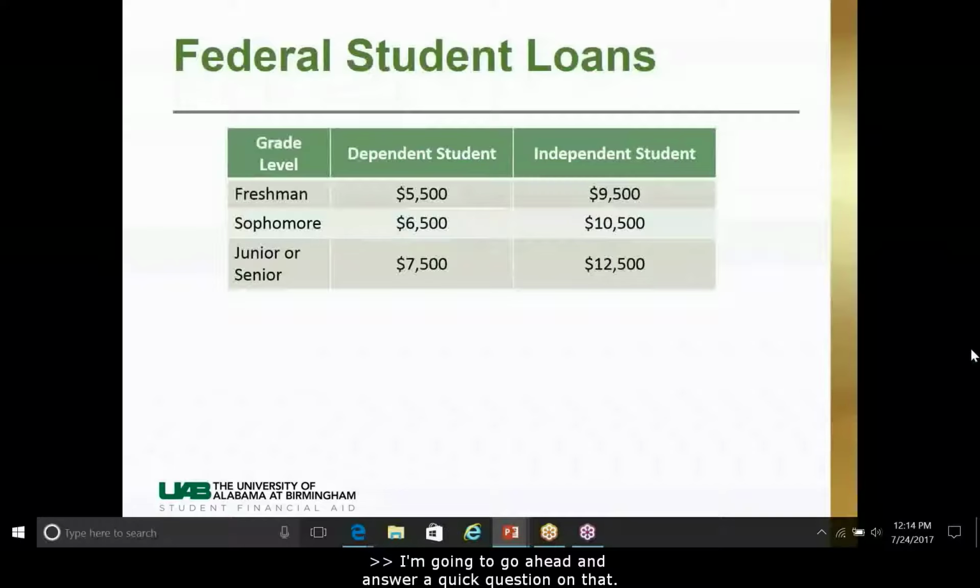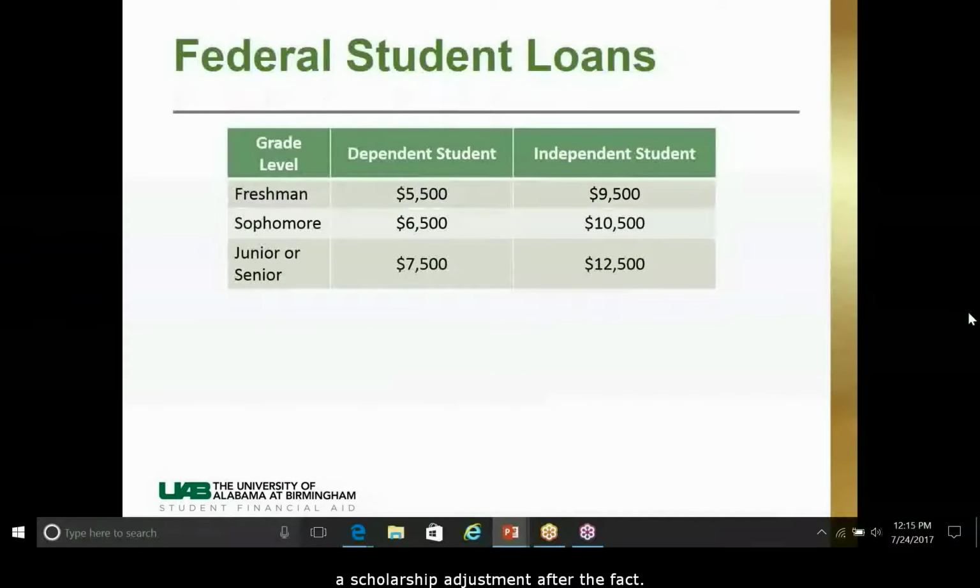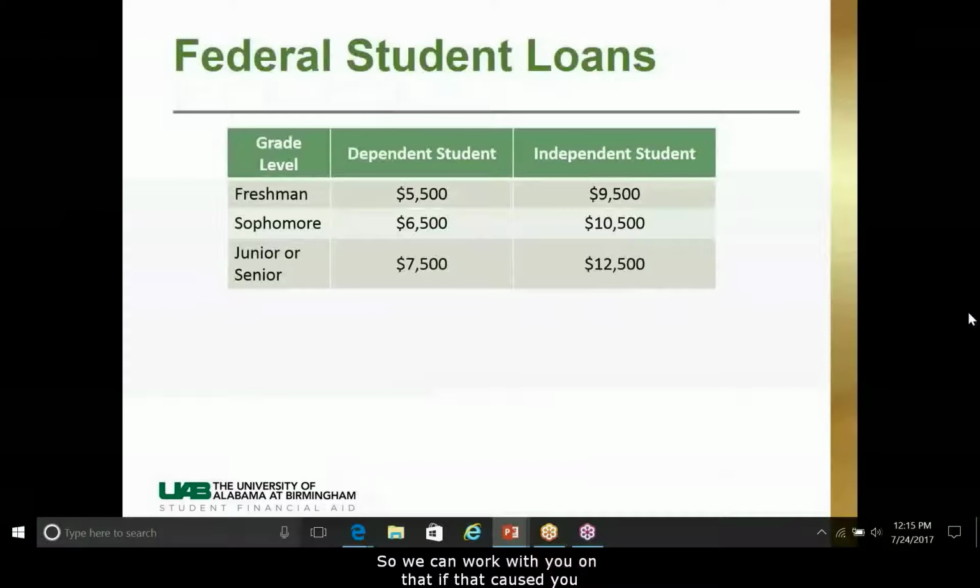Let me go ahead and answer a quick question on that. If that adjustment is supposed to pay your entire account balance before the first payment deadline, or even the second and third, and the adjustment afterwards caused you to be enrolled in the Blazer Flex plan or to be charged a late fee, then those fees can be reversed because it was a scholarship adjustment after the fact. We can work with you on that if it caused a late fee or a Blazer Flex enrollment fee.